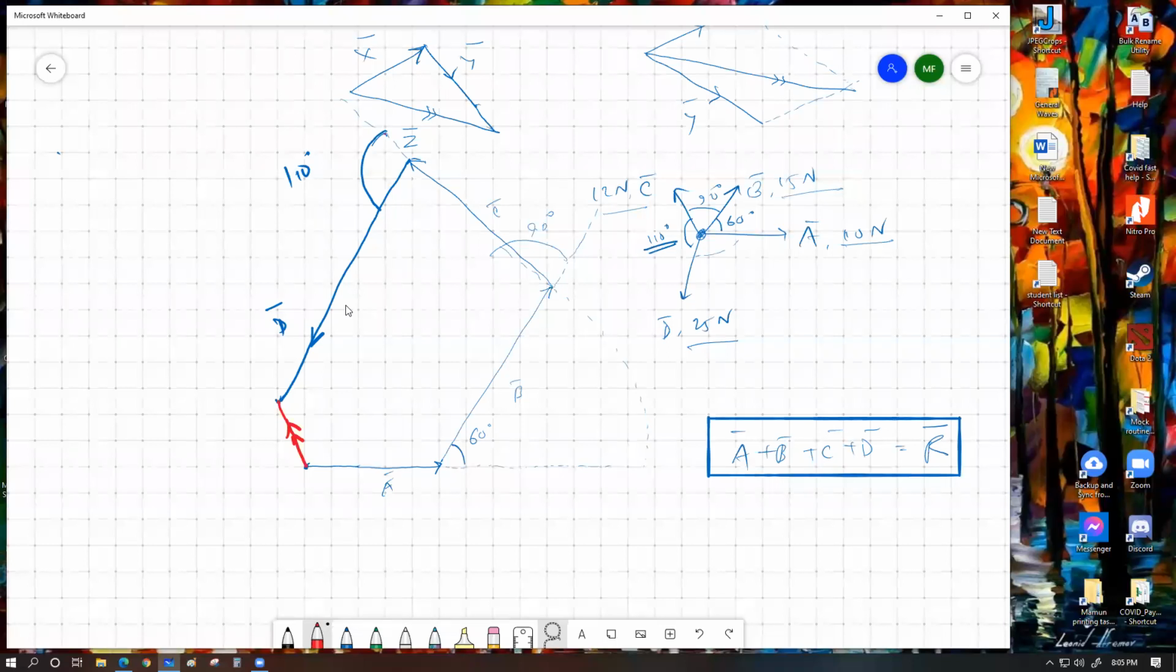Same thing. So here the resultant is going to be working. This is our R. It's going to start from the first point of the first vector, and it's going to finish at the end point of the last drawn vector. So this is what we call a polygon rule.